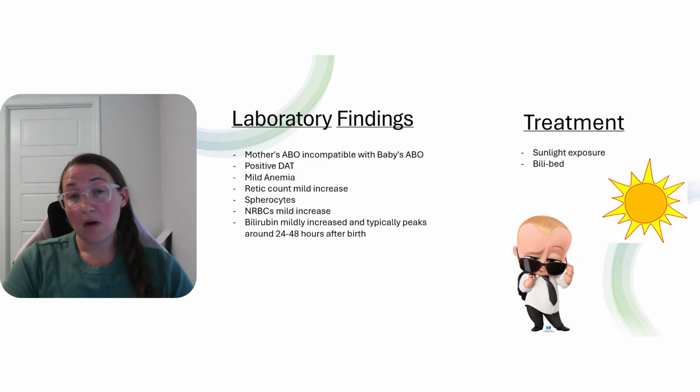It can also cause a mild anemia. Your nucleated red and retic counts might be mildly increased because with that red cell destruction, the baby's going to continue to try to produce more red cells. We might see some spherocytes. And obviously in the chemistry sense, we're going to see the bilirubin mildly increasing.